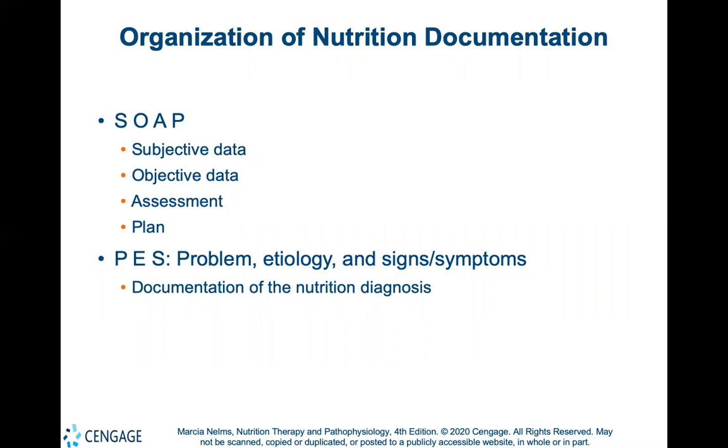Assessment is the nutrition diagnosis or interpretation of the patient's nutrition problem. The plan will include an outline of interventions necessary to treat each nutrition problem. The ethos for SOAP notes must be authoritative, knowledgeable, and professional. PES is the organizational structure or format in which the nutrition diagnosis is written: problem related to etiology as evidenced by signs or symptoms. The PES statement is simply the manner in which the nutrition diagnosis is documented.